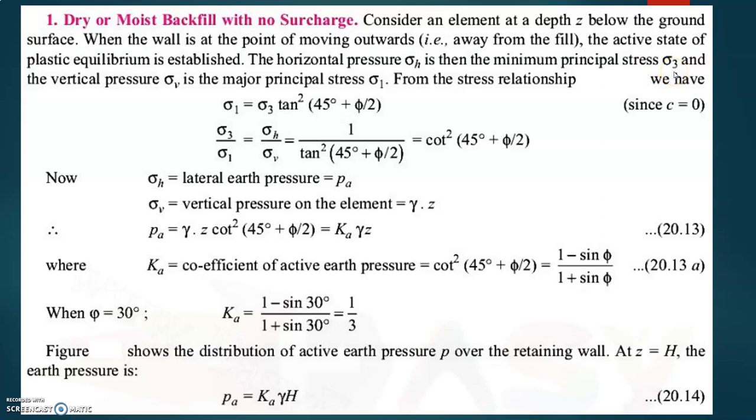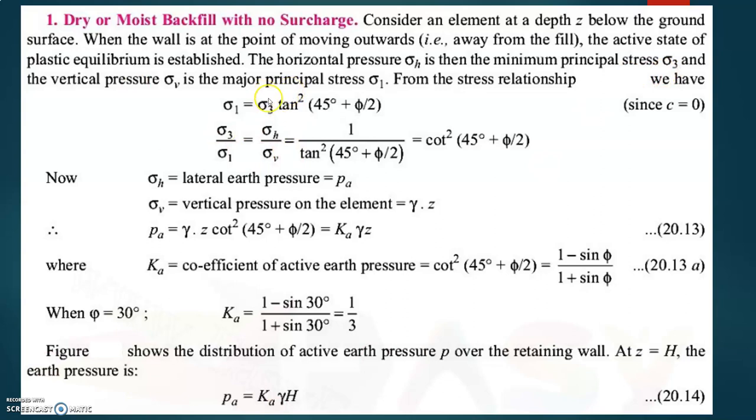Then the vertical pressure, sigma v, is the major principal stress, that means sigma 1. So sigma 1 is the major principal stress and sigma 3 is the minor principal stress. In the case of the active state, the horizontal pressure is always minimum, so the horizontal pressure is sigma 3.